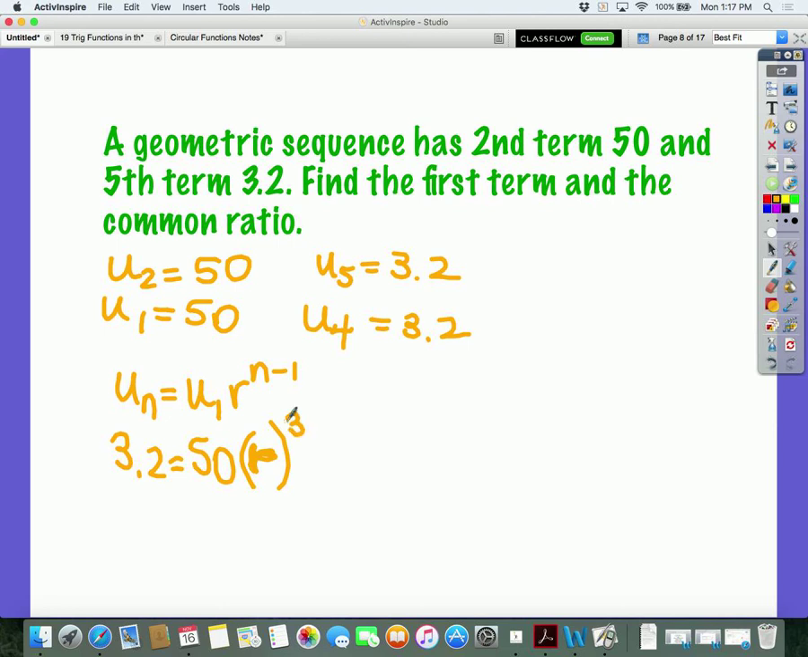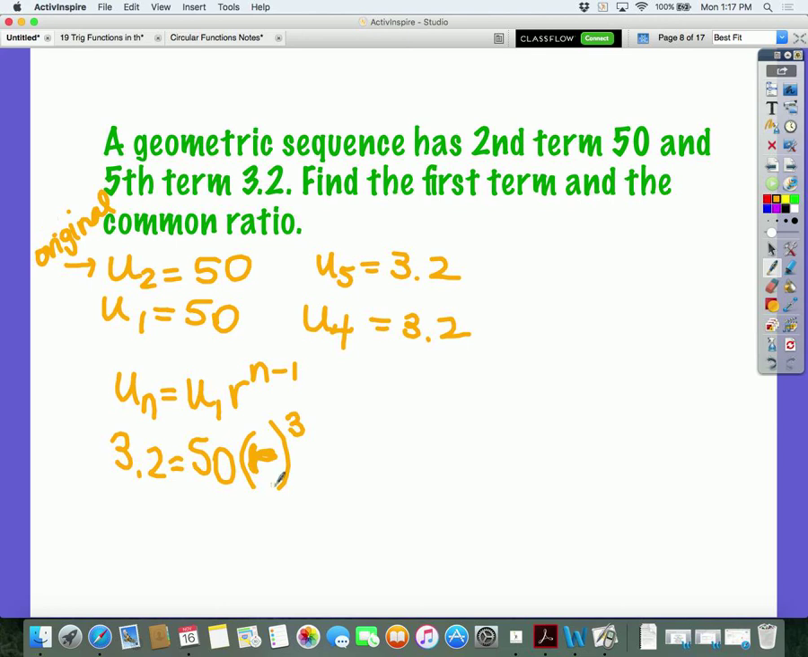Ms. Anderson, what's that, you want U2 equals 50 there? This is from the original problem. Oh, okay. So we're temporarily just making the 50 our first term, and 3.2 our fourth term. Sorry, I just didn't read the problem. I wrote it down, but I didn't read it. How do I solve for R?